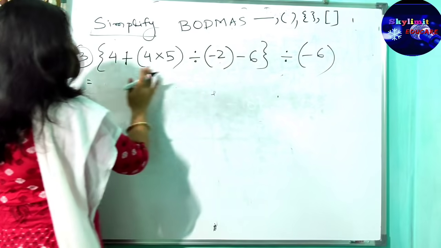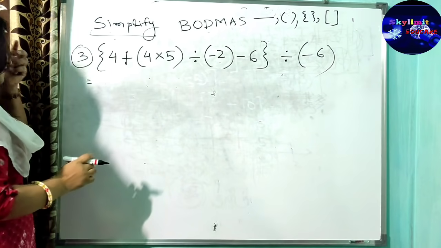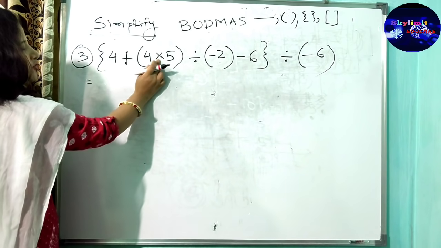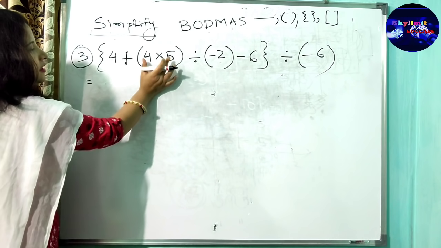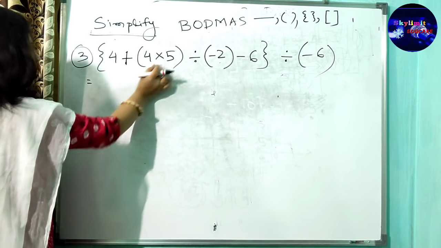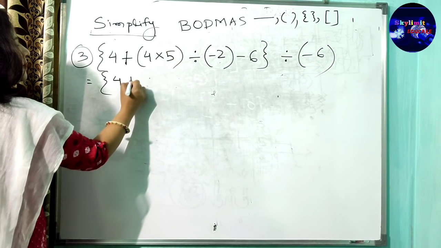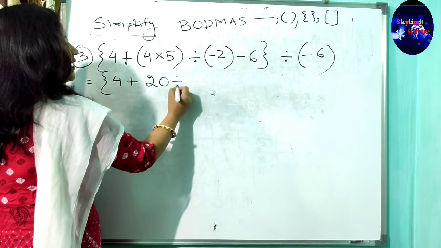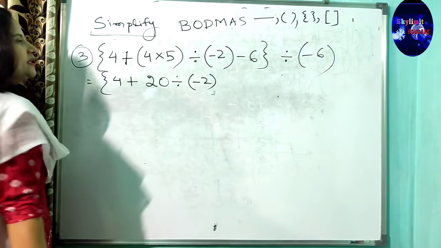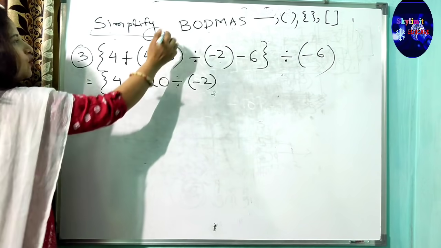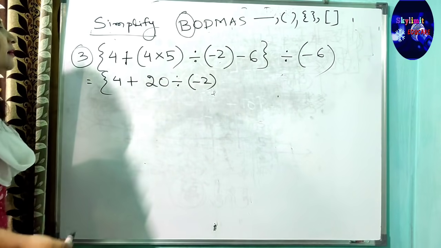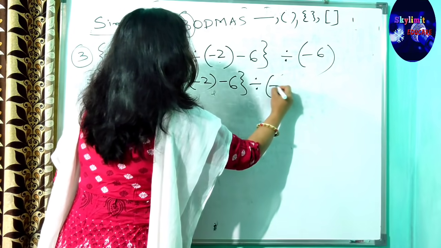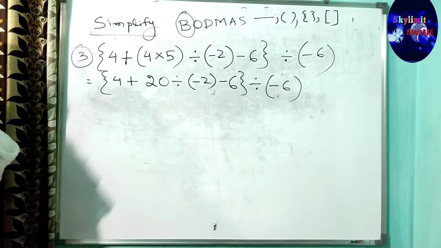Inside this curly bracket, okay, you have common brackets. Yes or no? So inside this common bracket, there is an operation of multiplication. You should solve it first, right? It is not a single number you can see. 4 plus 4 multiplied to 5, 20. 20 is divided by minus 2. Clear? First solve the bracket. The first preference always be bracket. Okay? Then minus 6 divided by minus 6. Clear?